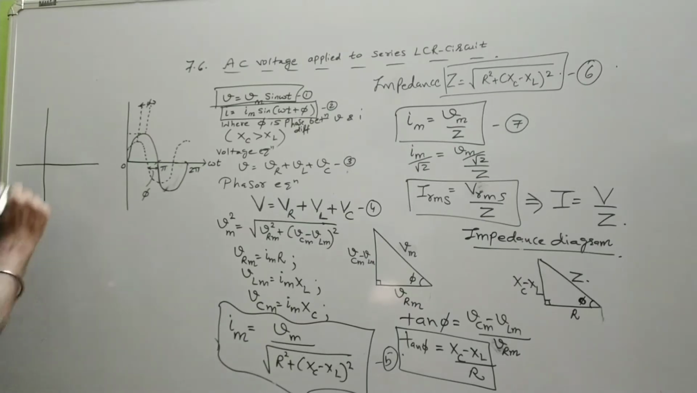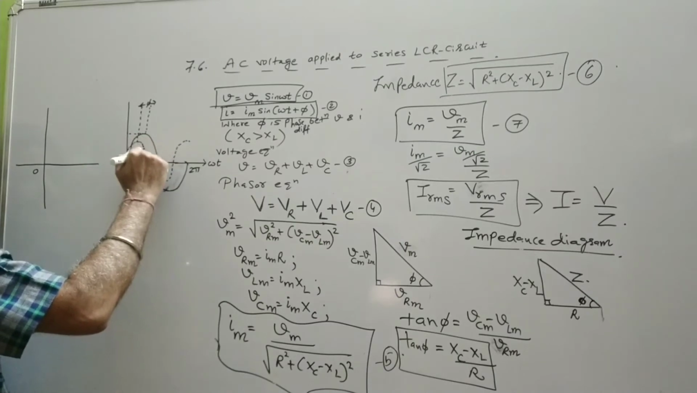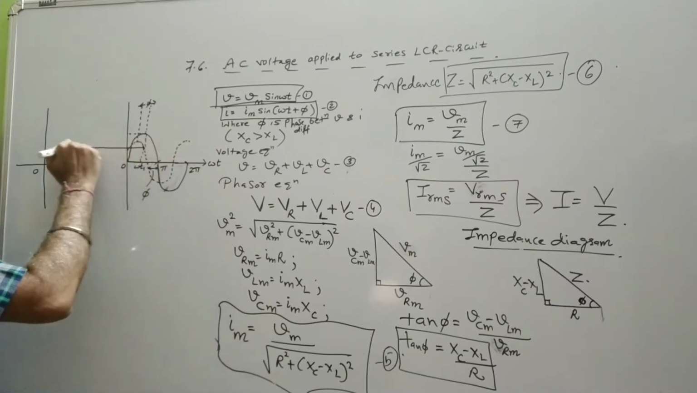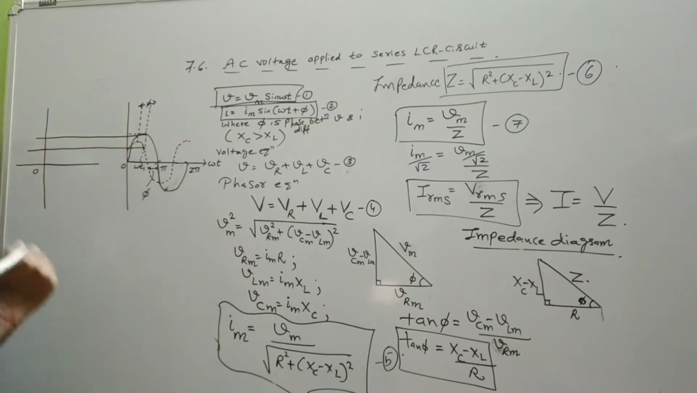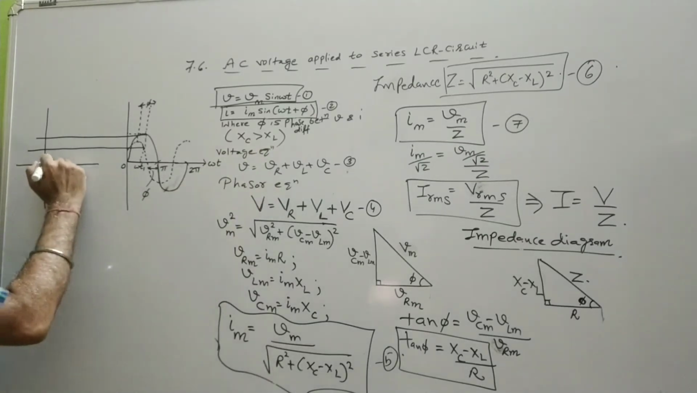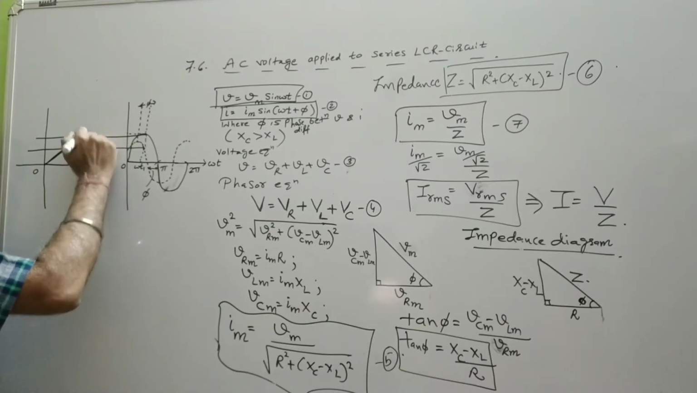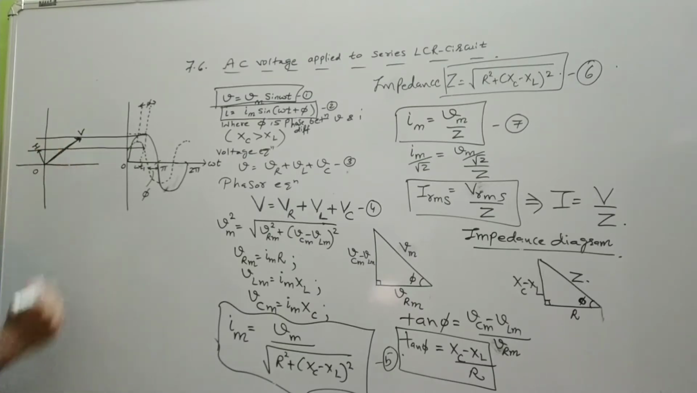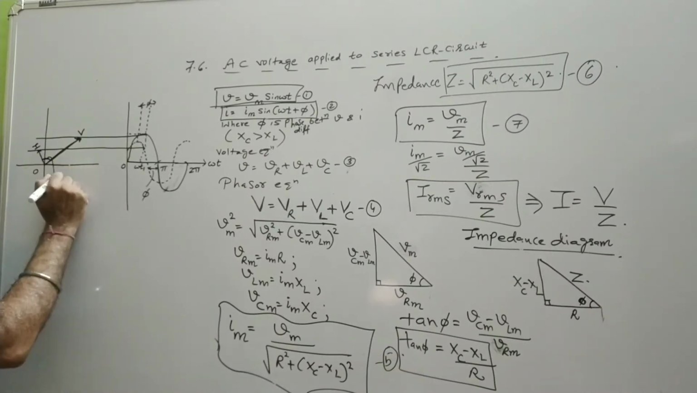Now to draw the phasor diagram, we take any instant, say omega t1. Again we take a horizontal component from this point. Now we know that XC is greater than XL, so current should lead the voltage. So this becomes the phasor for voltage, and this becomes the phasor for current I, and this angle should not be 90.